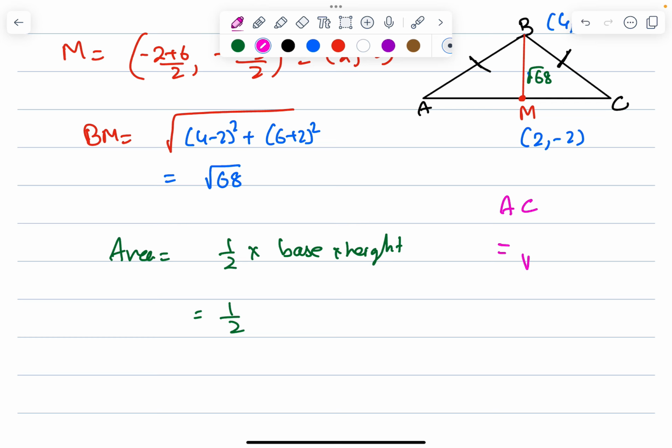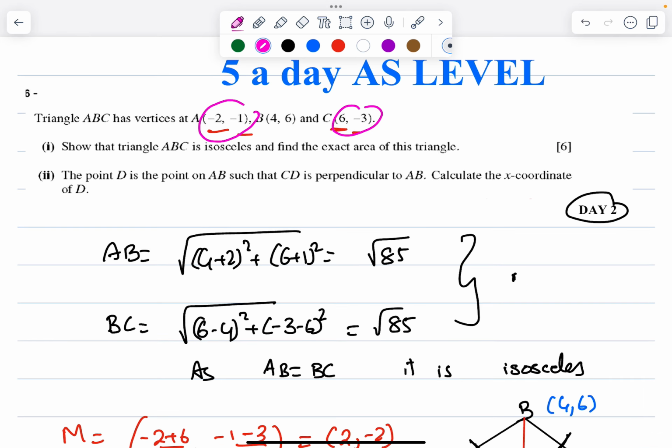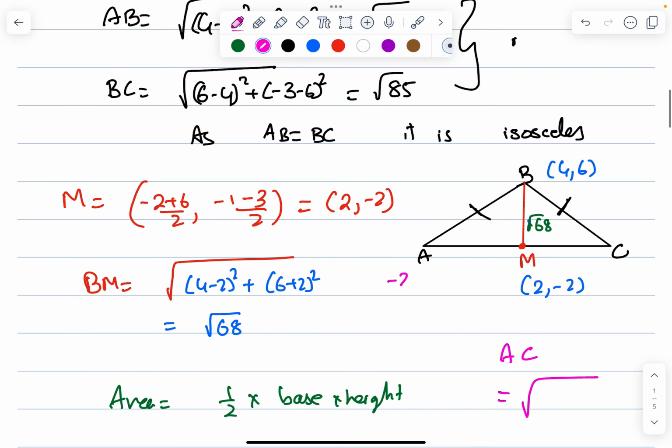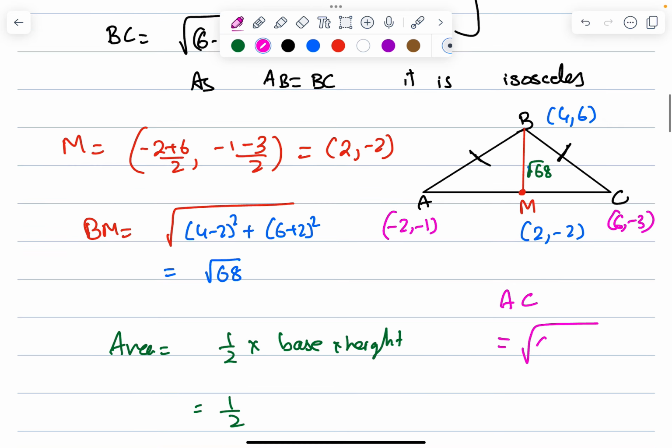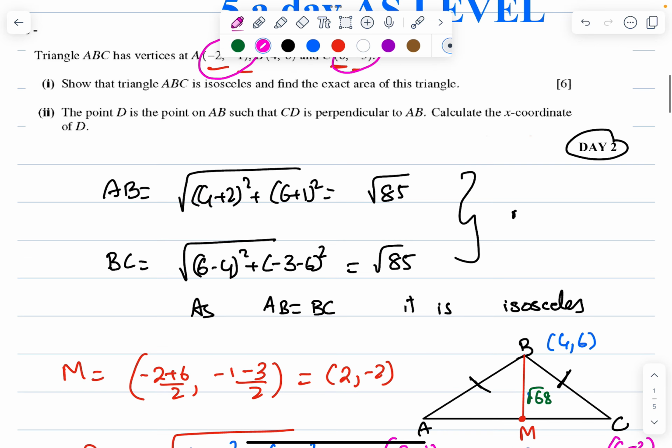AC is going to be the square root of (minus 2 minus 6) whole squared plus (minus 1 minus 3) whole squared, which is 8 squared plus 4 squared, and again it is also going to be 68. So the base is also square root 68, height is also square root 68. So the area is going to be 34. That is the answer.